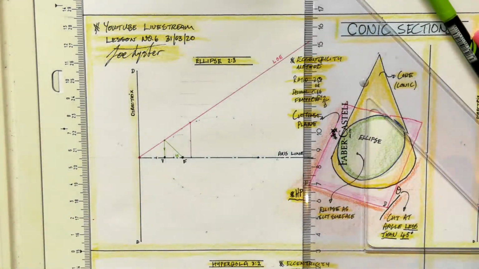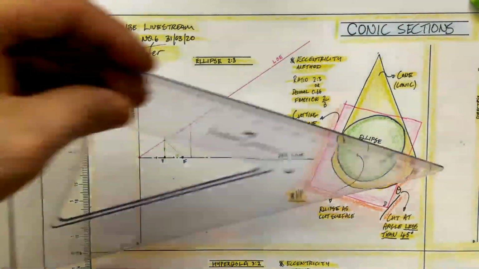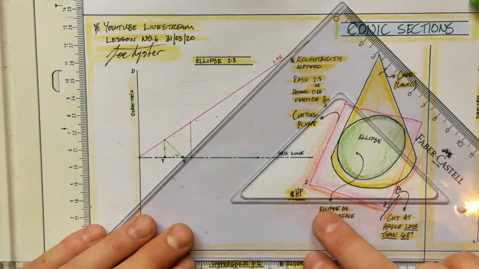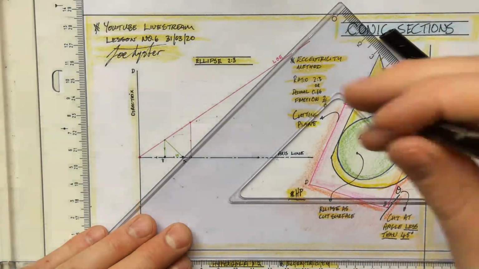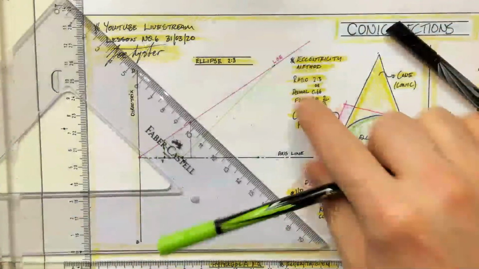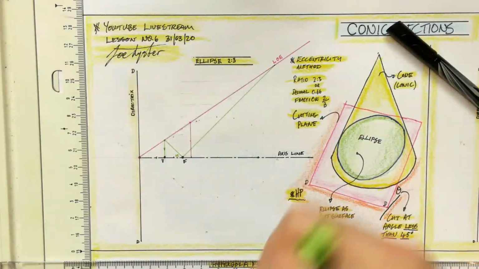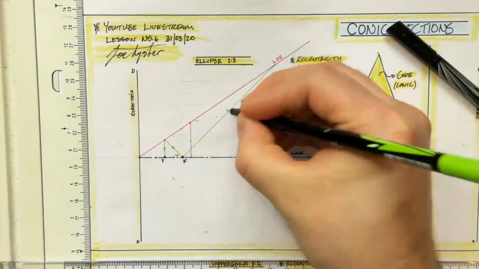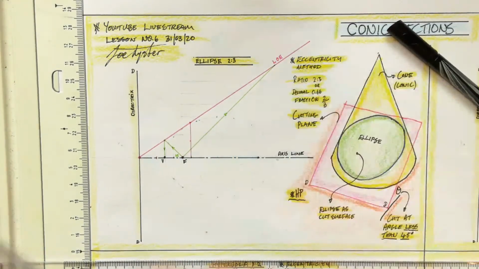I'm going to do the same the opposite way. Draw a 45-degree line from F all the way to hit the line of eccentricity here. I can put directional arrows on those just so when you're looking back over, you can see.